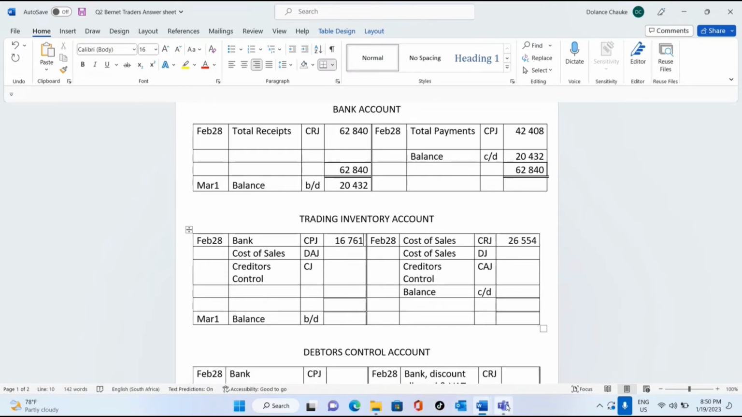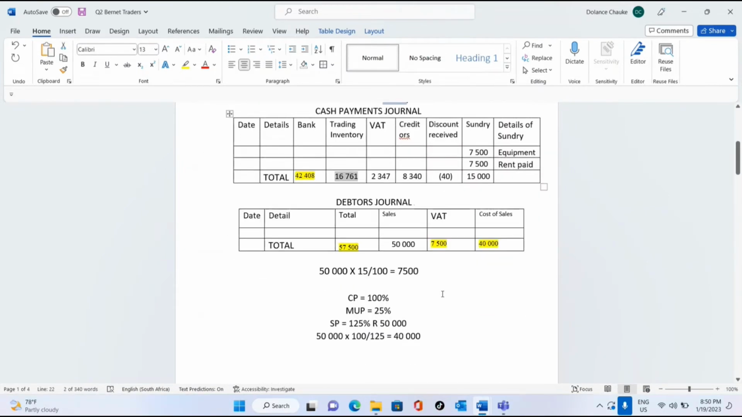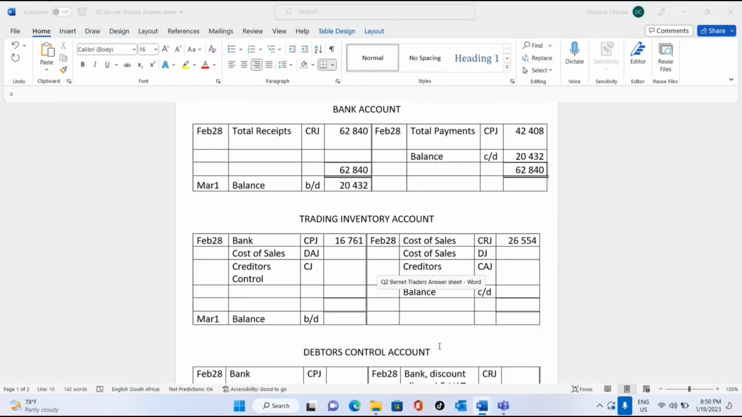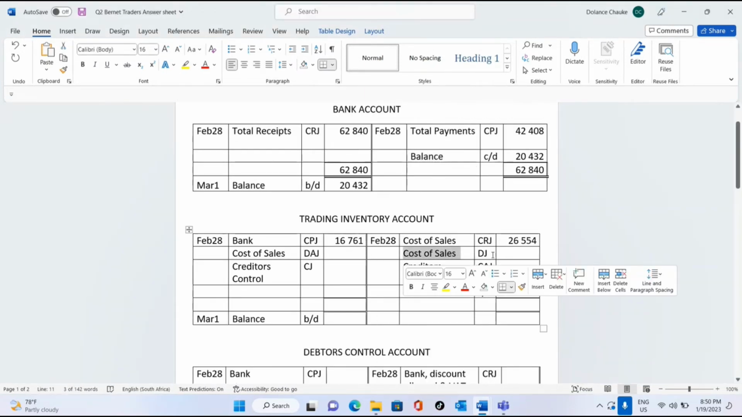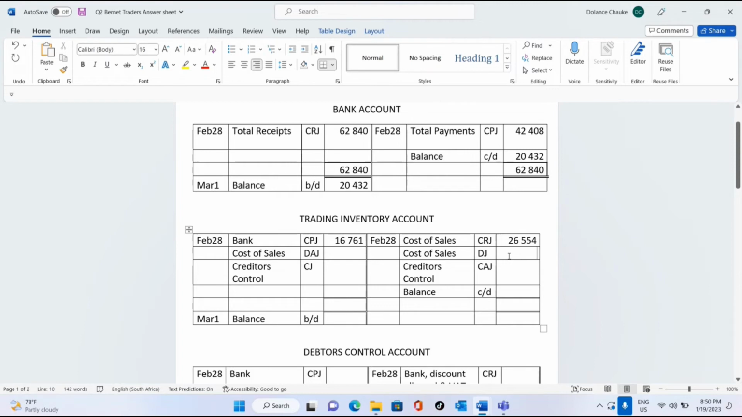And then let's go to our calculations again. When we move to our calculations, we've got the debtors journal, cost of sales. We look at the cost of sales. Okay, and then let's go to our answer sheet. Our cost of sales under the debtors journal is 60,000. Here, cost of sales from debtors journal. These folios are very important when you prepare, because they indicate where each item comes from. You see it's cost of sales, but this one is from the cash receipt journal, and this one is from the debtors journal, which is 40,000.